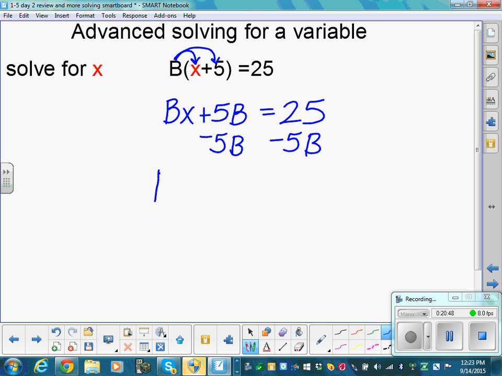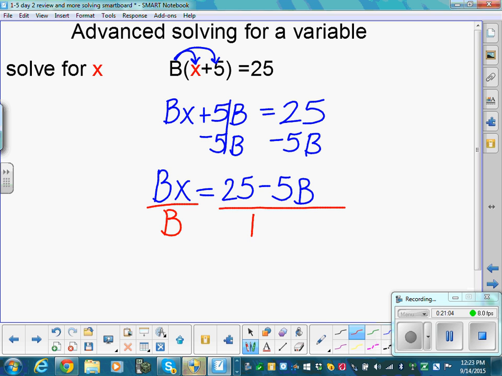So over here on the left, I have bx. Those better add up to be 0, and they do. So I've done this correctly. bx is equal to 25 minus 5b's. You can't combine them. They're not like terms. So 25 minus 5b's. Now, once again, piece by piece, we're trying to solve for x. Last step, divide both sides by b.